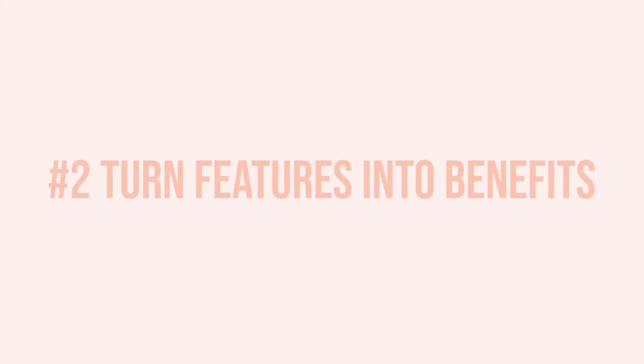Now, the second thing that you can do to help improve your sales page is to turn your features into benefits. A lot of times people like to just list out all the things you're going to get in your digital product. So if it's a coaching program, for example, you might say you're going to get workbooks, you're going to get all these courses, you're going to get a community.